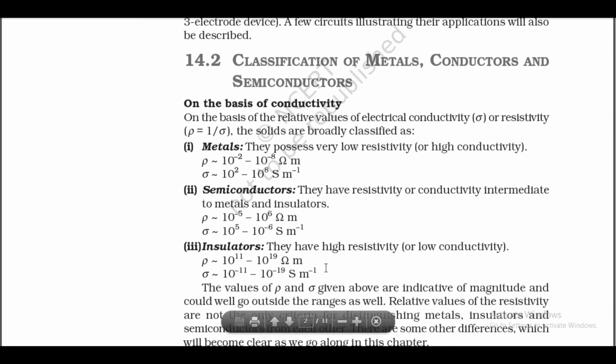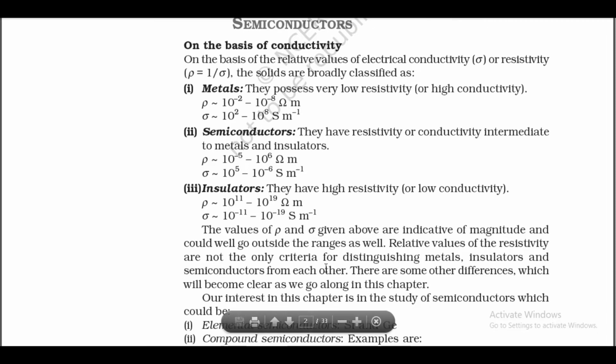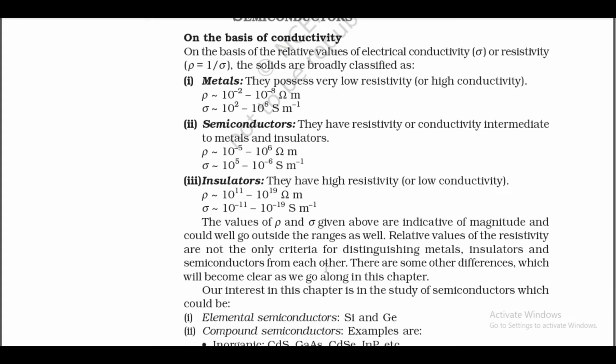14.2 Classification of metals, conductors and semiconductors. On the basis of the relative values of electrical conductivity, sigma, or resistivity, rho, which is equal to 1 by sigma, the solids are broadly classified as, first, metals. They possess very low resistivity or high conductivity. Rho is approximately 10 to the power minus 2 to 10 to the power minus 8 ohm metre. Sigma is approximately 10 to the power 2 to 10 to the power 8 siemens per metre.